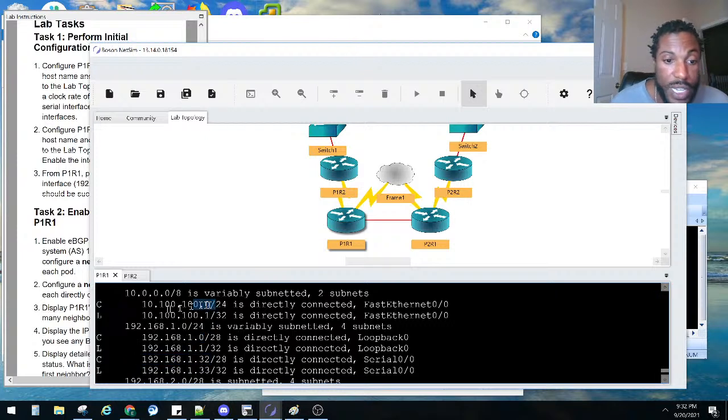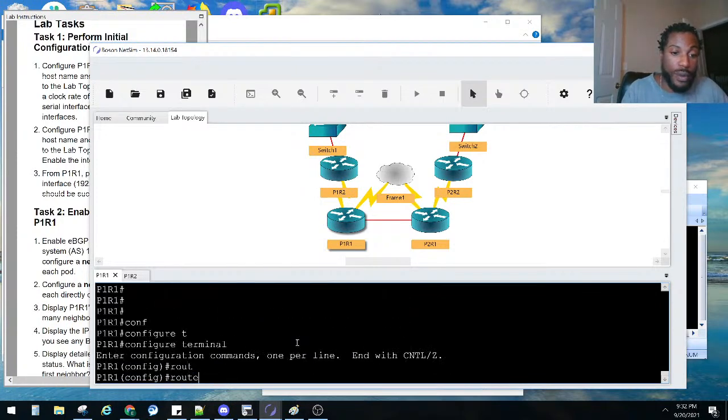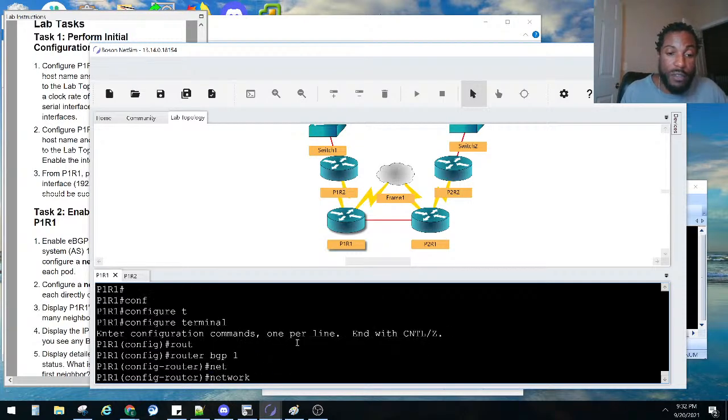So let's start off with this 10.100.100.0 network, right? So we go to global config mode, router bgp. We said we are in AS1, right? And then the network statement for 10.100.100.